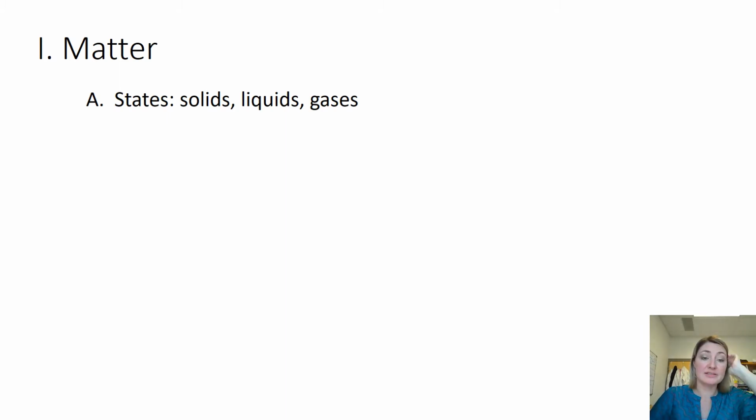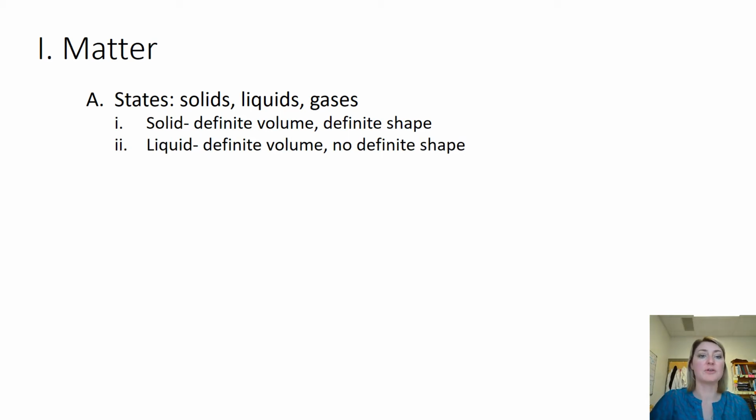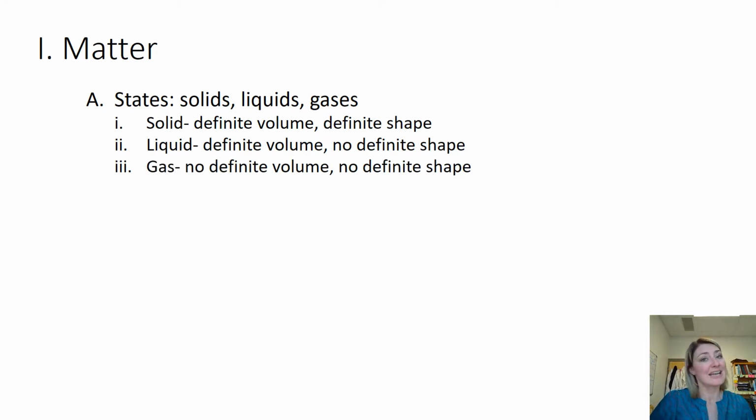We're going to talk about the states of matter first. We know that there are three states of matter: solids, liquids, and gases. Solids have a definite volume and a definite shape. They hold their own shape. You can measure their volume. Liquids have a definite volume, but no definite shape. They take the shape of the container. Gases have no definite volume and no definite shape.